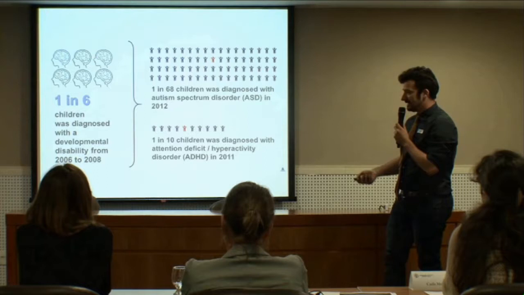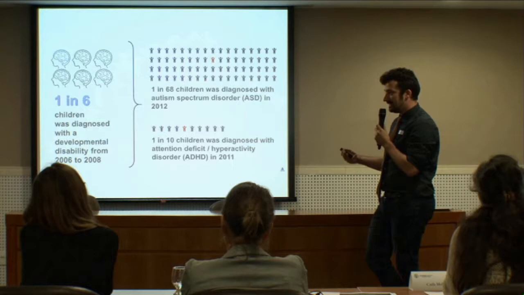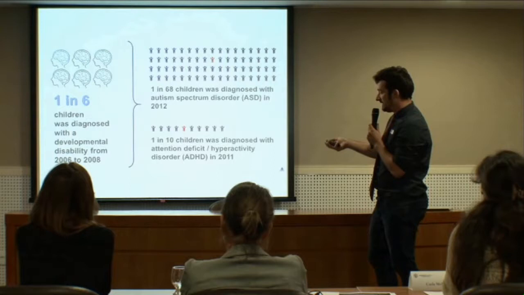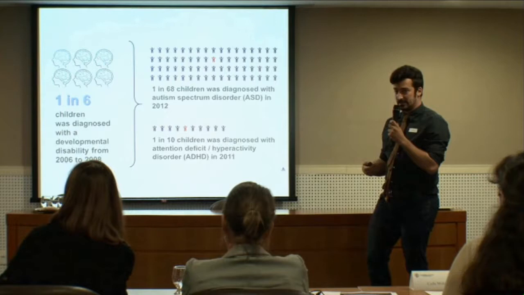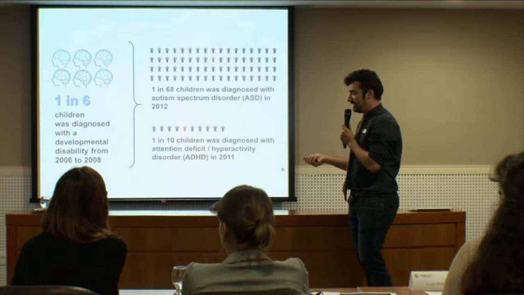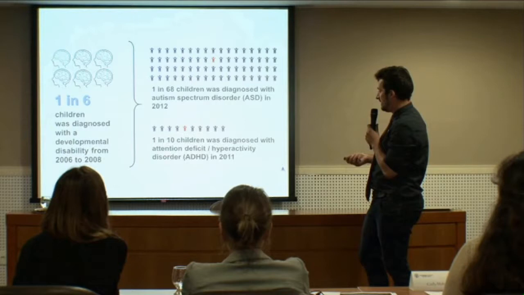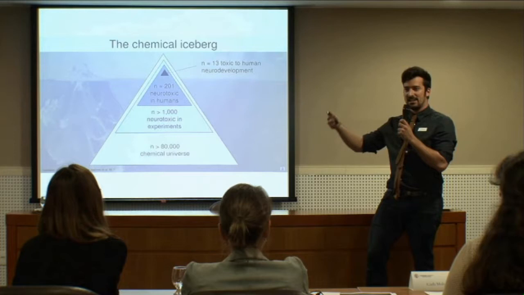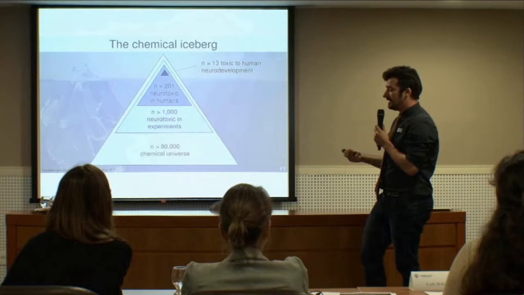This has been already mentioned, but it's a big concern that exposure to environmental chemicals can be increasing the developmental disorder problems that we are finding right now. So there is an increase of developmental disorders and some evidence indicating that it might be because of environmental exposure. One in six children between 2000 and 2008 were diagnosed with some kind of developmental disability, mainly due to autism spectrum disorder or attention deficit hyperactivity disorder, right? And why is that? When a chemical goes to the market, it has to pass several tests, and then it is classified as bad or good, whether it produces cancer or not. But the problem is that for developmental neurotoxicity, there is no efficient test.